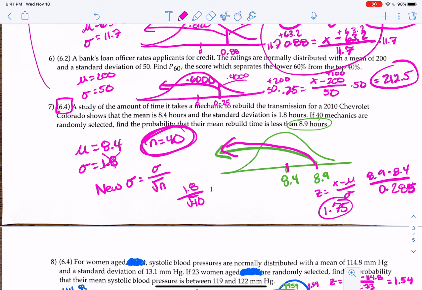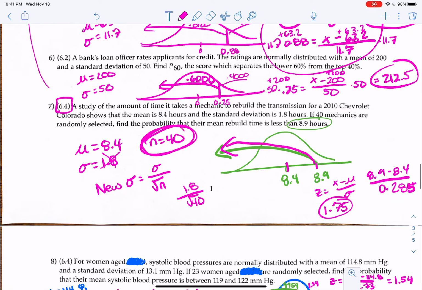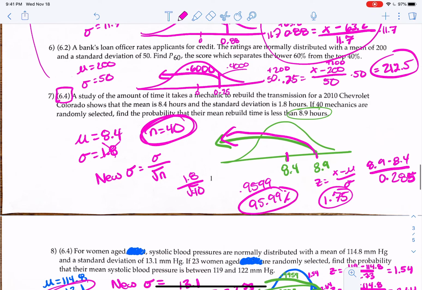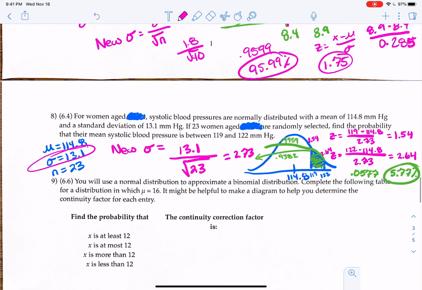Okay, then I want to look up to the left of that, so in my positive table, 1.75 is 0.9599. 0.9599, or 95.99% of my data is going to be, or 95.99% of the time it's going to be less than 8.9 hours. Okay. All right, number 8 we did together.